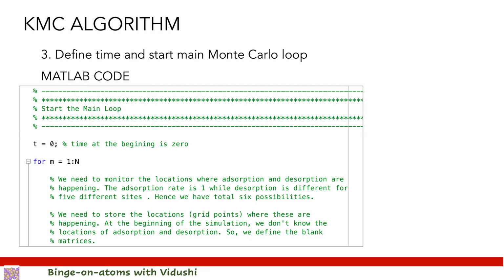Now we will start with our main Monte Carlo loop, but before that, we will define t equals 0 at the beginning. So this is the time. We declare the time to be 0 before getting into the Monte Carlo loop. And then next, the number of Monte Carlo runs was defined previously as n. So this loop will run from 1 to n times.